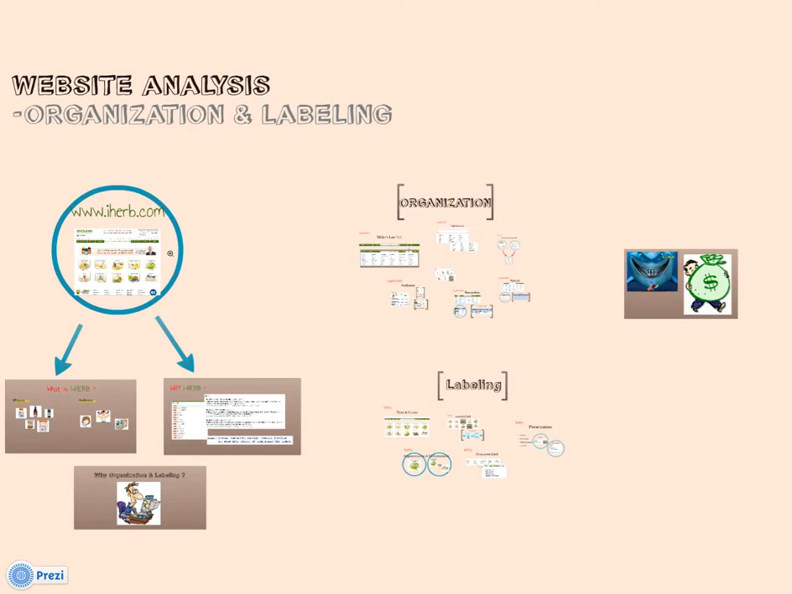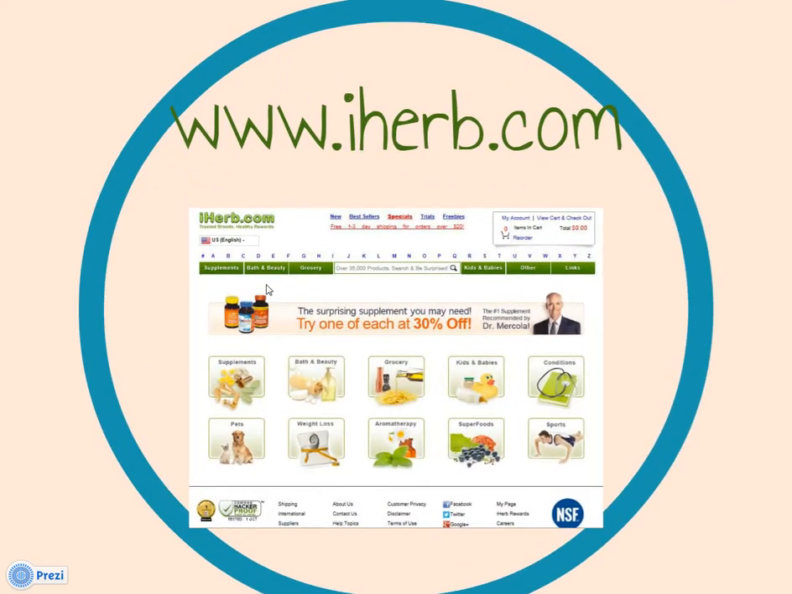Today we will talk about website analysis, organization and labeling. This is the main page of iHub. This website provides consumers with over 30,000 items like supplements, groceries, and cosmetics.